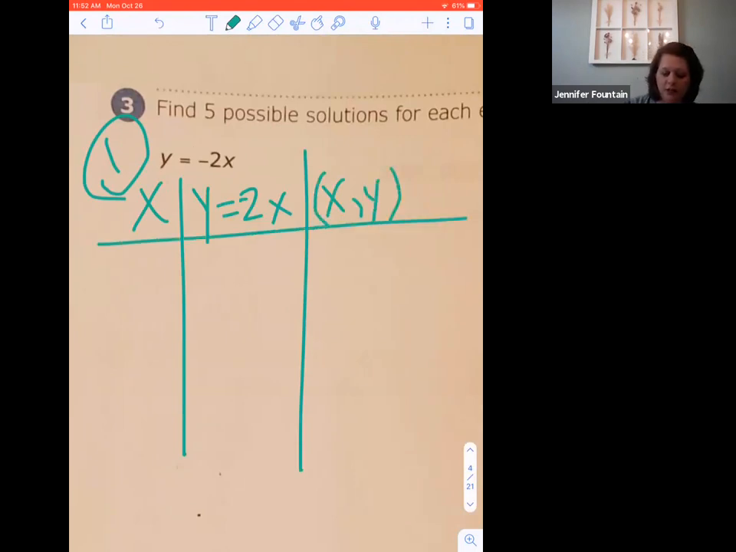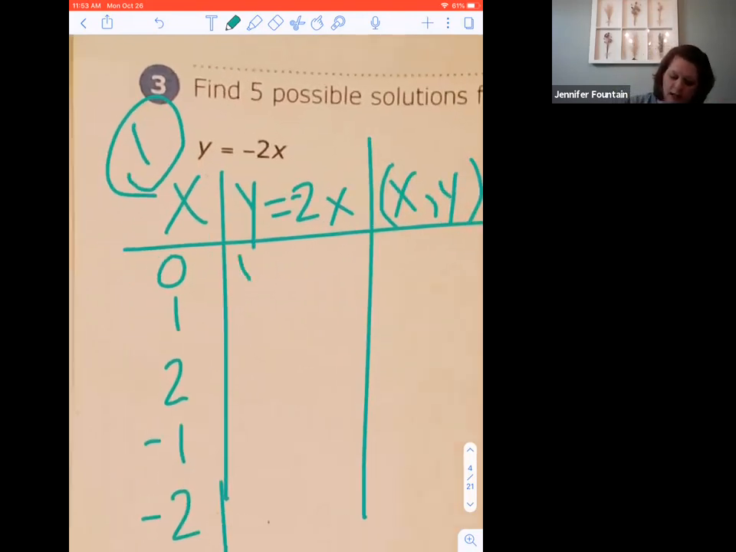My 5 numbers I'm going to use are 0, 1, 2, -1, -2. Make sure you give yourself enough room when you're doing your charts. Don't try to make them teeny tiny, because then when you do your calculations in the middle column, it may squinch up too much and it may cause you to make a mistake.